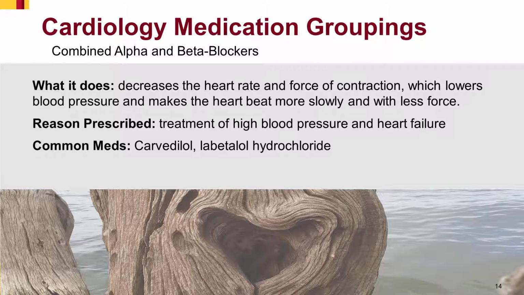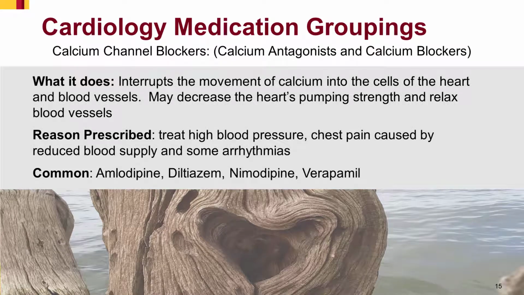Another group of meds is combined alpha beta blockers. Again, this helps decrease heart rate and force of contraction. As an effect, it lowers blood pressure and makes the heart beat more slowly and with less force, like the beta blockers. The treatment is for high blood pressure and heart failure, and a common alpha beta blocker would be carvedilol.